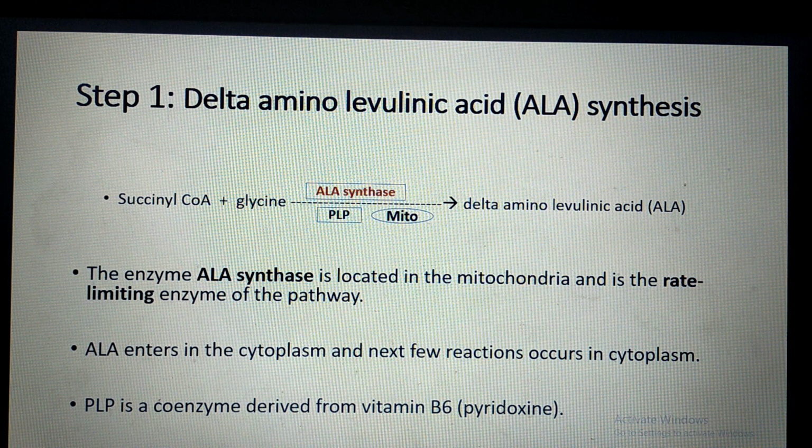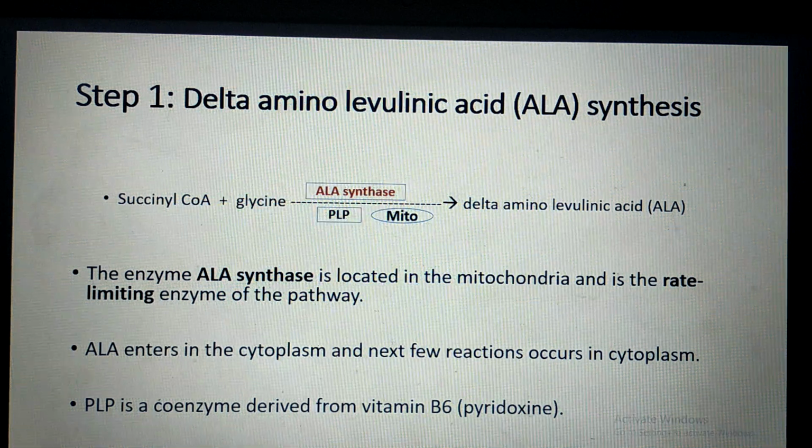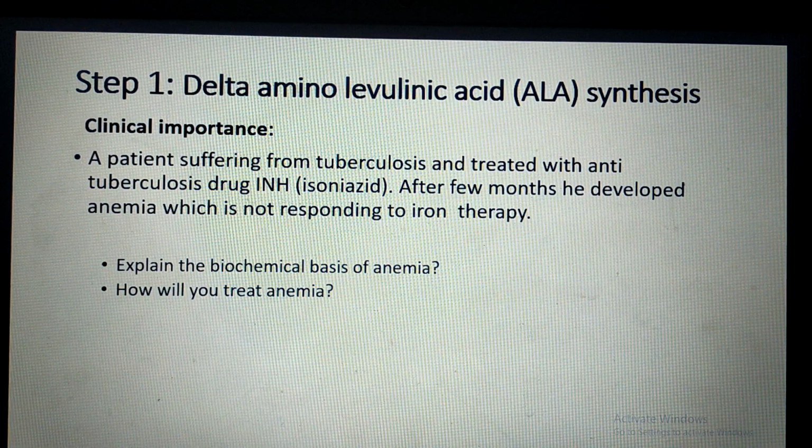Now, after synthesis of delta aminolevulinic acid in mitochondria, it enters into the cytoplasm, and a few steps of the heme synthesis pathway occur in the cytoplasm. Now, this step, as I have told you, is a rate limiting step. It also has some clinical importance.